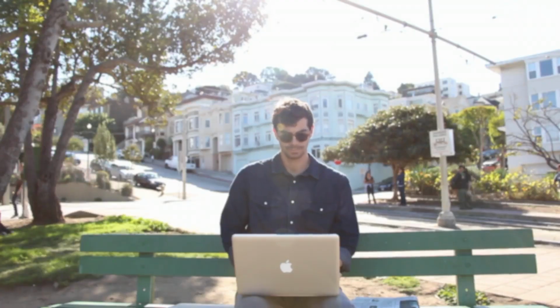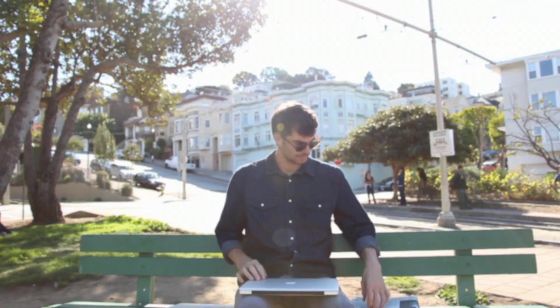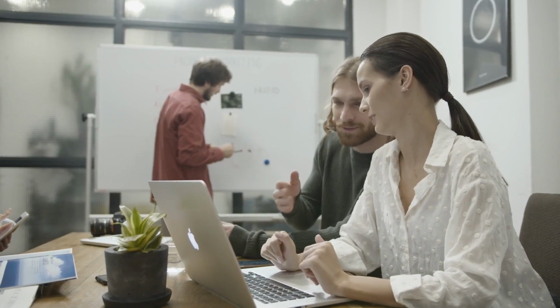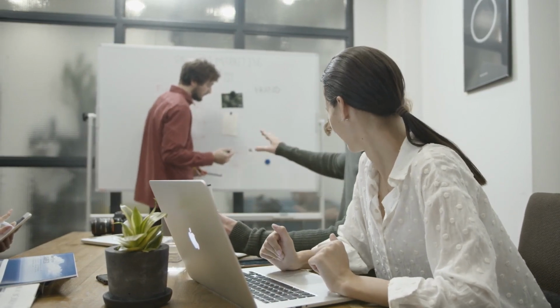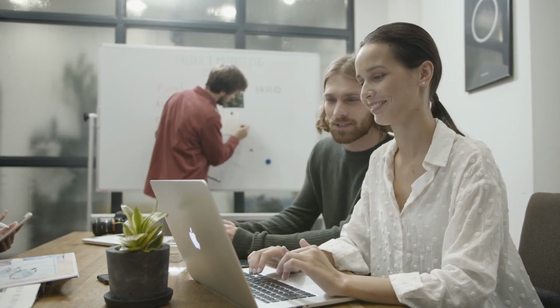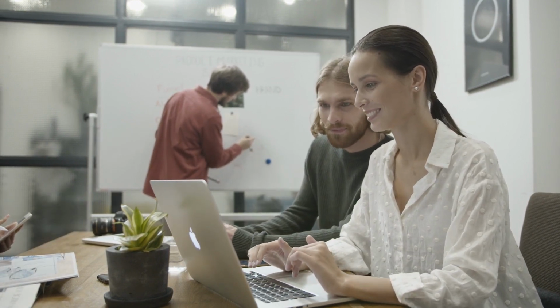So, how do you do startup marketing effectively? Well, there are four main steps that you need to follow. 1. Define your target market and customer persona. This is the foundation of your marketing strategy, as it will help you understand who your ideal customers are, what problems they have, what solutions they need, and how they make decisions. You can use tools like surveys, interviews, analytics, and social media to gather data and insights about your target market.